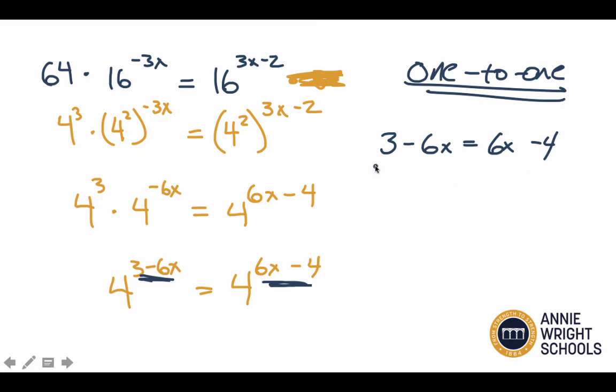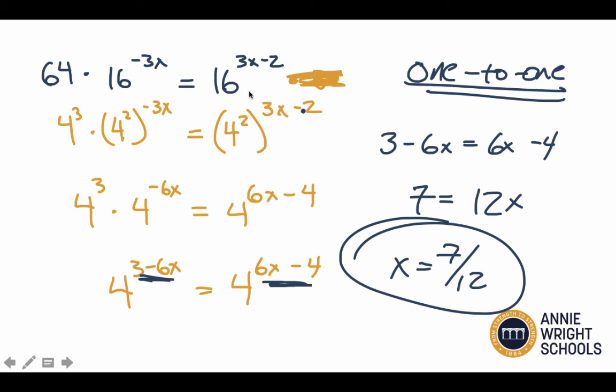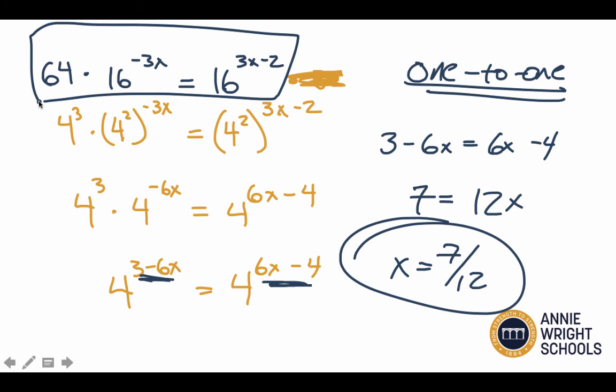Add the 6x to both sides, add the 4 to both sides, I get 7 equals 12x, divide by 12, I get x equals 7 over 12. Again, because this is an exponential function and the domain is all reals, it doesn't matter what I get, I know it's going to work. All right, I know that wasn't the shortest video, but it was pretty fast. I suggest if you watch it on 2 times speed, you watch it again.